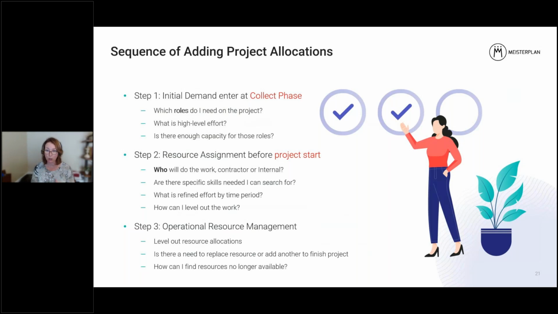Step two and three then starts looking at what needs to happen from the approval standpoint. Who's going to do the work? Is it internal or external? Do you need a specific skill? And how do I refine the effort by time period? Step two and three is what I'll take you through in Meisterplan today. It is assuming new ideas have been added and you've already been consulted with some high-level efforts.